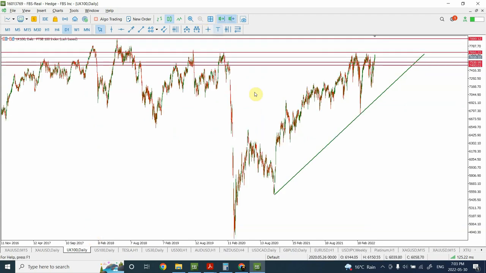Because I'm also looking here for a couple of alternate counts as well. And all of those are indicating one thing, that we are very, very close to forming a peak in FTSE 100. As soon as that happens, I'm expecting that we are going to see at least this thing right over here too. And that will be followed by a lot of noise, by a correctional structure right over here.